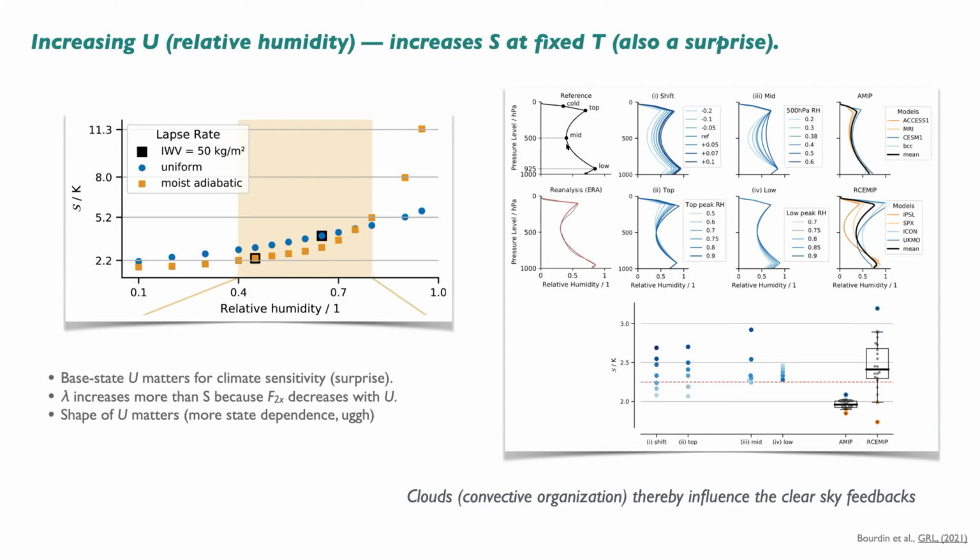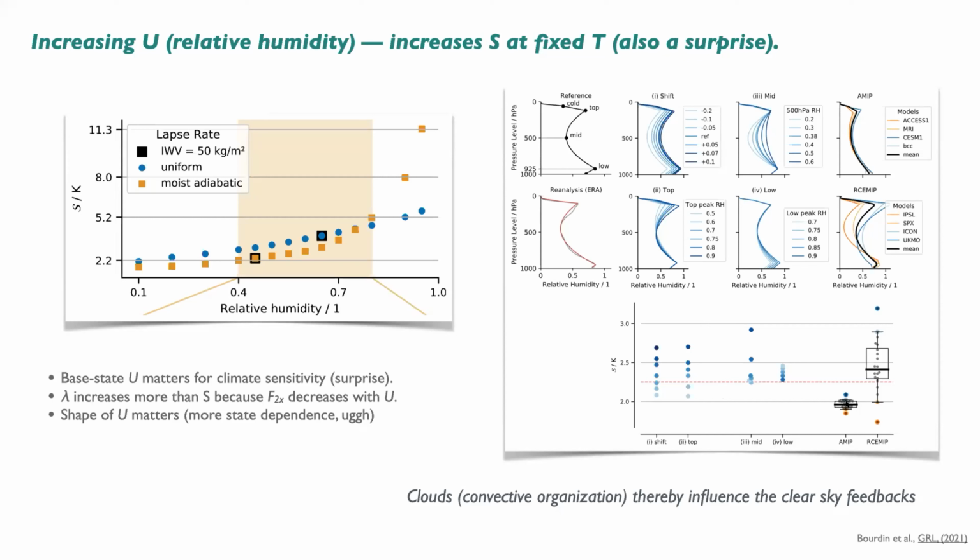She came up with this little C-shaped profile, and she said, well, with this profile, we can shift it, we can change the mid values, we can change the top values, we can change the low values, and we can fit the profile to pretty much any model and see how much it matters. And what you find is that the mid-tropospheric humidity actually matters quite a lot. So does the upper. That was less of a surprise.